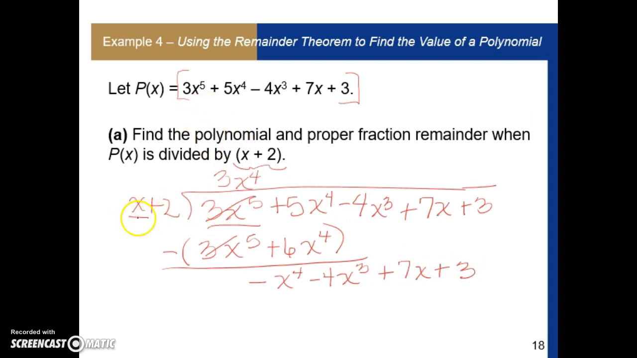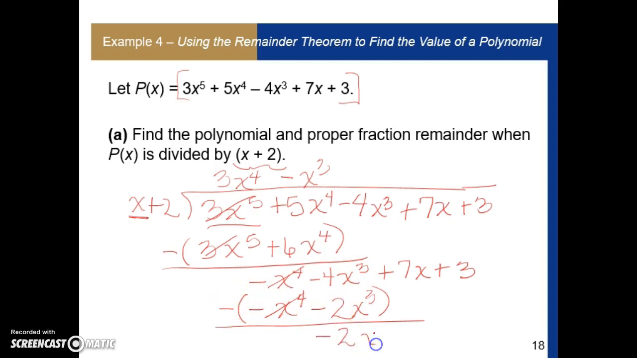So again, what do I multiply this term by so that it looks like this? And I'm going to put that right there. So that's going to be a negative x cubed. So that would be minus x to the 4th. Negative x cubed times 2 is minus 2x cubed. Close my parentheses. Subtract. A minus plus. This is a negative 4x cubed plus 2x cubed. Leaves a negative 2x cubed plus 7x plus 3.